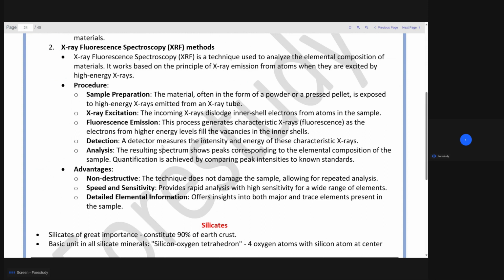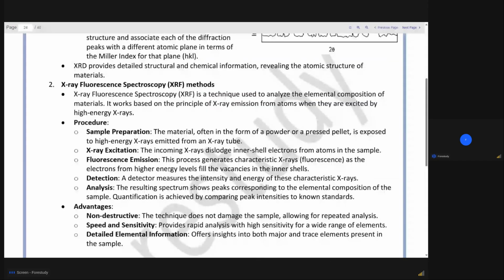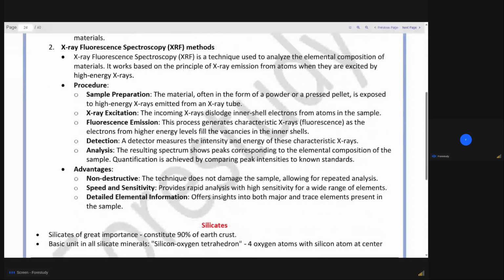Detection: a detector measures the intensity and energy of these characteristic X-rays. Detection is simple. Then there is analysis. The resulting spectrum shows peaks corresponding to the elemental composition of the sample. Quantification is achieved by comparing peak intensities to known standards. The same thing happens as in XRD, but here the only difference is it will give us the compound or elemental analysis, whereas the above will give us the mineral assemblage present in the rock.